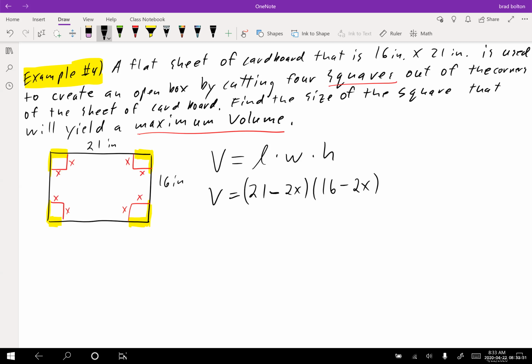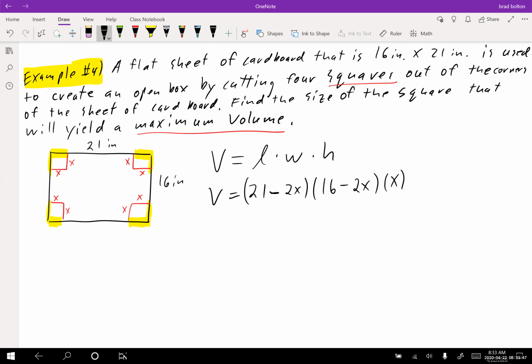Now, this is kind of the hard part to visualize, but if you folded these sides up, okay, what is the height of the box now? Well, the height of the box is however much you cut out, because when you fold it, that's how much will be left hanging up. So X is actually your height.